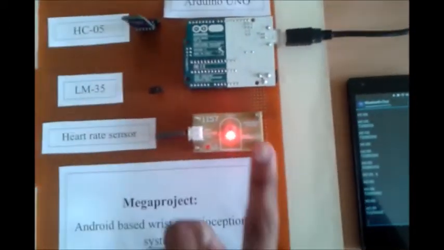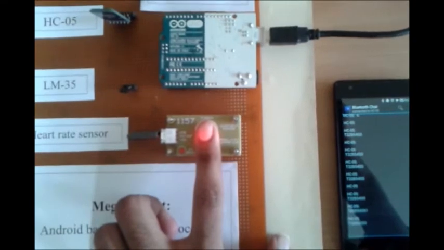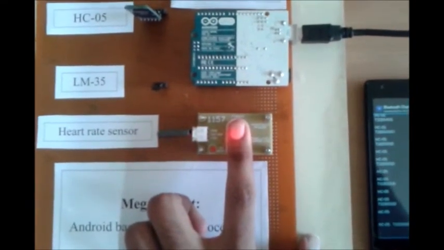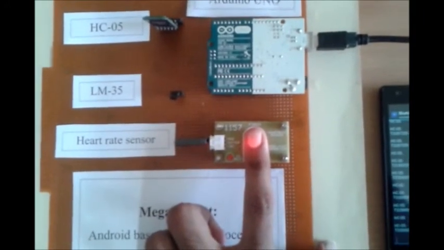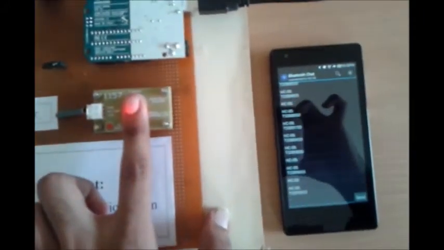It is showing data. Temperature is showing 32. Signal is showing 0. Okay, signal is 0, so let me put my finger on the sensor. Now the signal is glowing, and also the LED is glowing with respect to my heartbeat. Now it is giving the output.